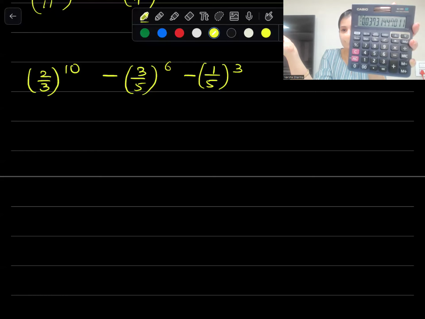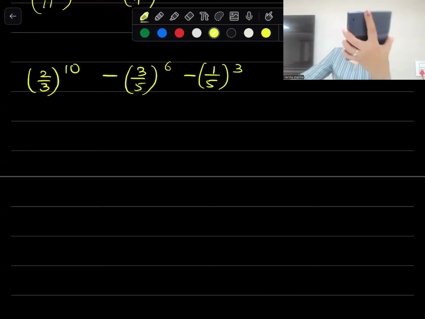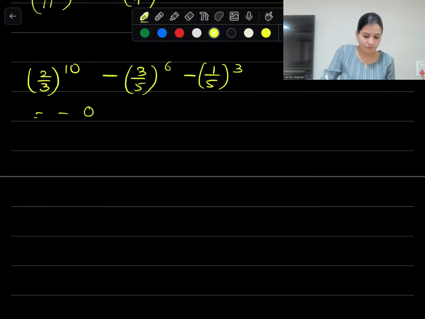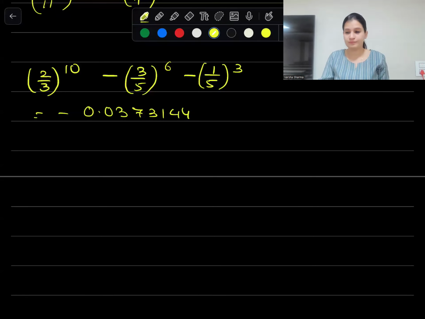Everyone else, have you got this answer? Yes, ma'am. Your answer should be negative 0.03731444. Ma'am, can you repeat this again? What, Roshan? Can you repeat this again?